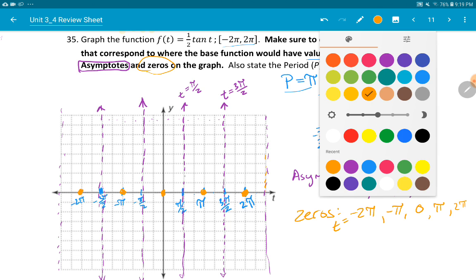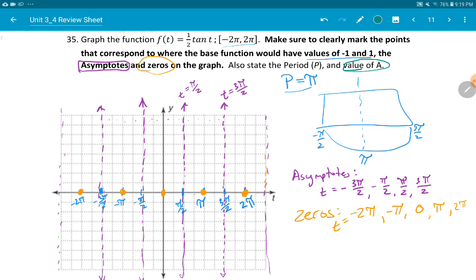All right, and then the next thing is, let's do green for our value of A. A tells me how stretched out it is vertically. So here A is that value out in front, so that's 1/2. Now that corresponds to the -1 and the 1. In the parent function, A is 1. And halfway between the 0 and the asymptote, the parent function goes through that point at 1. For this function, since A equals 1/2, we're actually going to move that down to here.